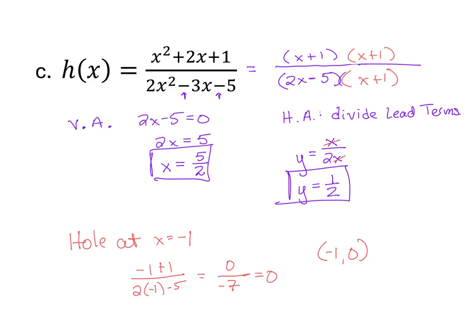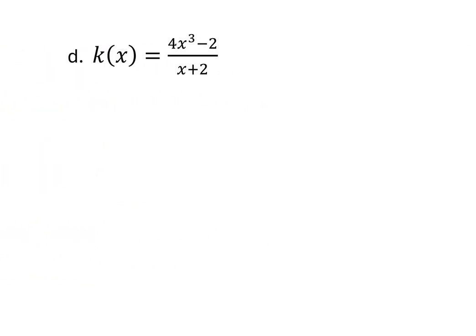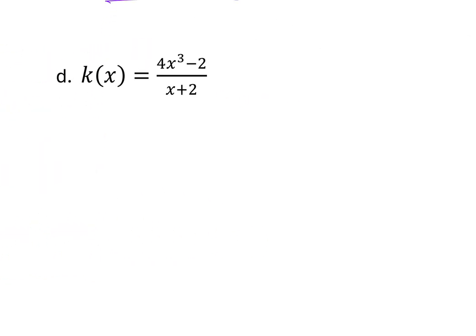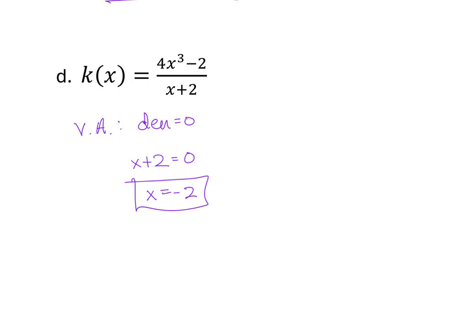All right, the next thing we want to look at is example D. If we look at example D, what we have here are our vertical asymptotes. We set the denominator equal to 0 and we get x equals -2. We leave it as an equation and we're done.